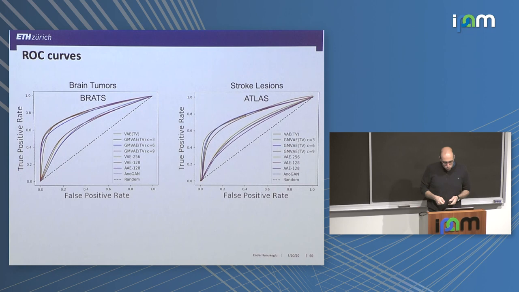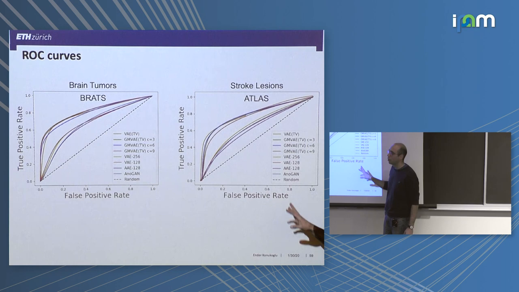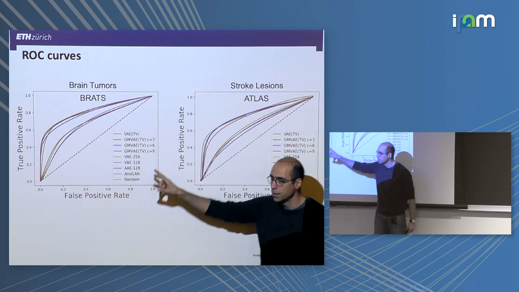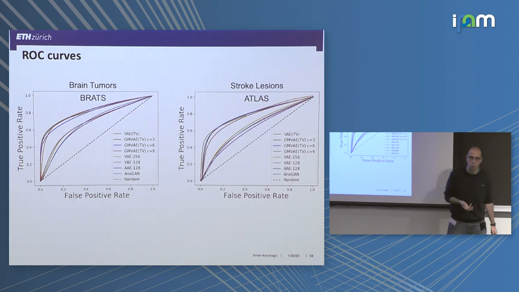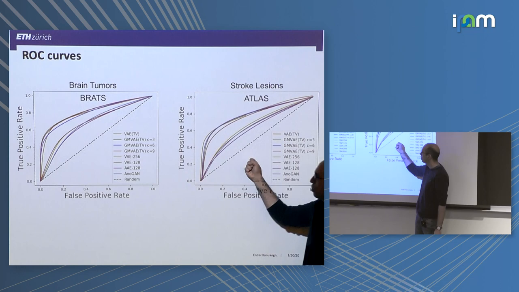You have these three curves here, AUC curves, for two different datasets, the brain tumors and the stroke lesions. The straight lines are basically the random chance curves. The curves here are what has been done before we introduced the Bayesian models. And all the curves here are basically variations of the Bayesian model that I showed. So actually, just integrating the Bayesian model and the prior with the right normative distribution, you can really push the AUCs quite high.